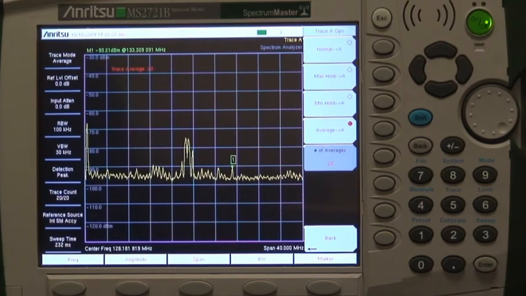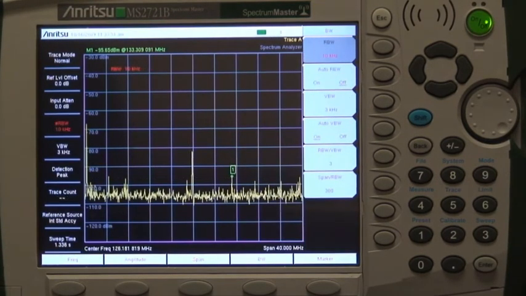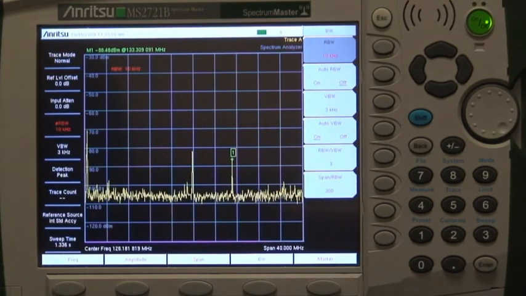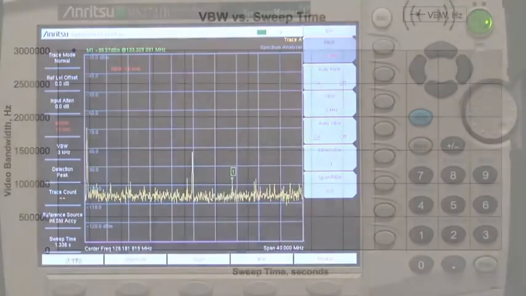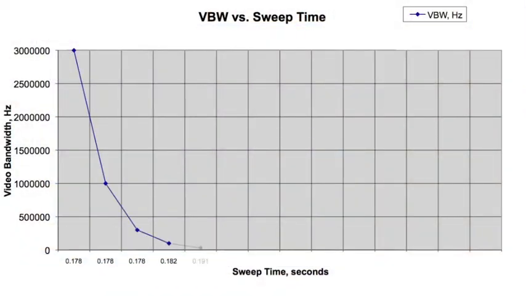You can get just about the same results by averaging 20 traces, but it takes longer to get the results, about 2.3 seconds. You can also select a narrower resolution bandwidth, in this case taking about 1.3 seconds for the sweep. There is also a trade-off between sweep speed and video bandwidth selection, although it isn't nearly as dramatic as for resolution bandwidth.